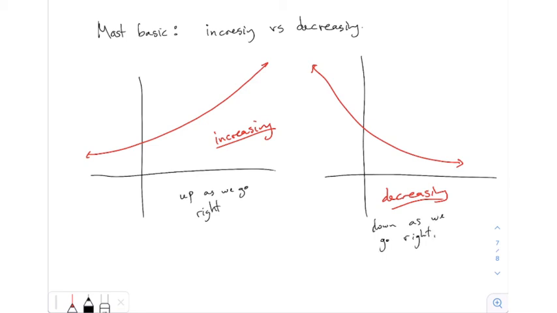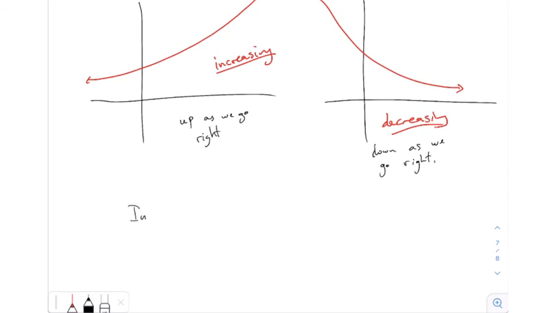And what does this have to do with the derivative? Well, the derivative represents the slopes, and in an increasing function, the slopes are always positive. If you were to draw these tangent lines, they would always be going up. Versus in a decreasing function, the slopes are always negative. So increasing means f prime of x is positive, greater than 0, and decreasing means it's negative.